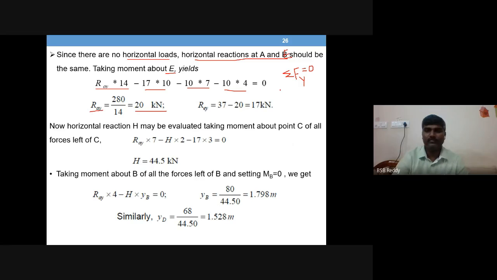I write the equation here: RAY plus REY minus 10 minus 10 minus 17, 37 is equal to 0. So already RAY you have solved, you have got 20. So what you need is just REY, that is 37 minus 20, 17. So reaction at A is more and reaction at E is less.